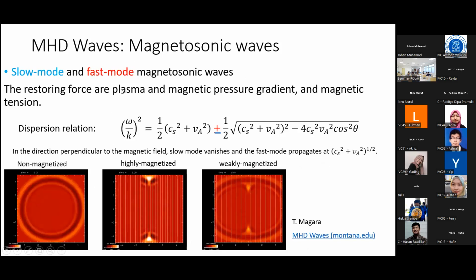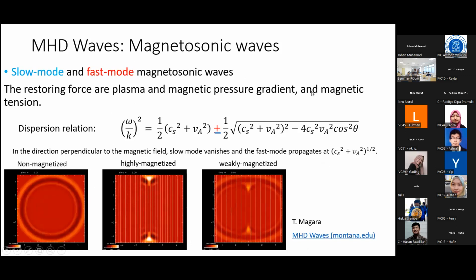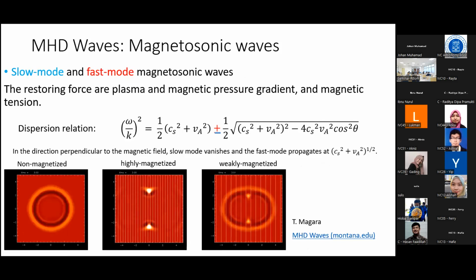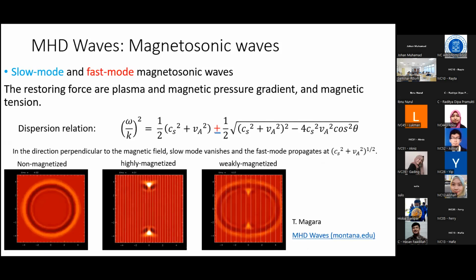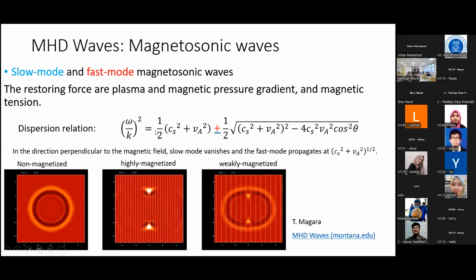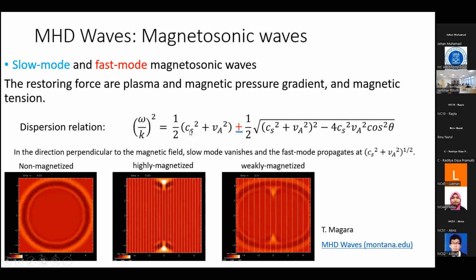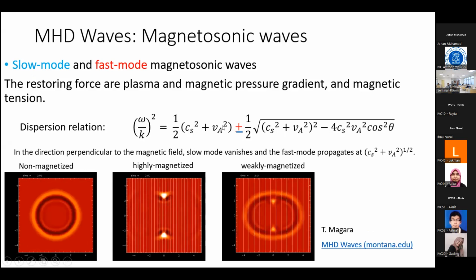And the restoring forces are the plasma pressure gradient and magnetic pressure gradient, and also the magnetic tension. So we have all of the plasma pressure gradient, magnetic pressure gradient, and magnetic tension to form the third form of the wave, which is the magnetosonic wave. And it has a dispersion relation like this, which depends on the sound speed and also the Alfvén speed.